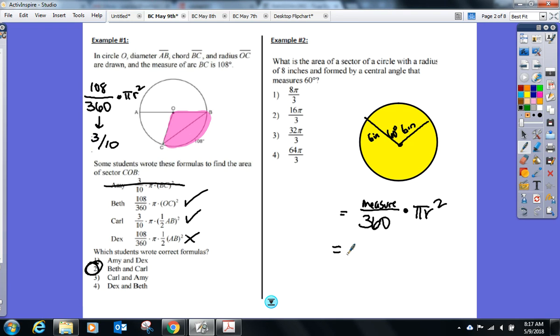Okay, but we have a relationship from the circle unit, how the central angle relates to the measure of the arc. That was the one we learned. That's the theorem we learned, yep.